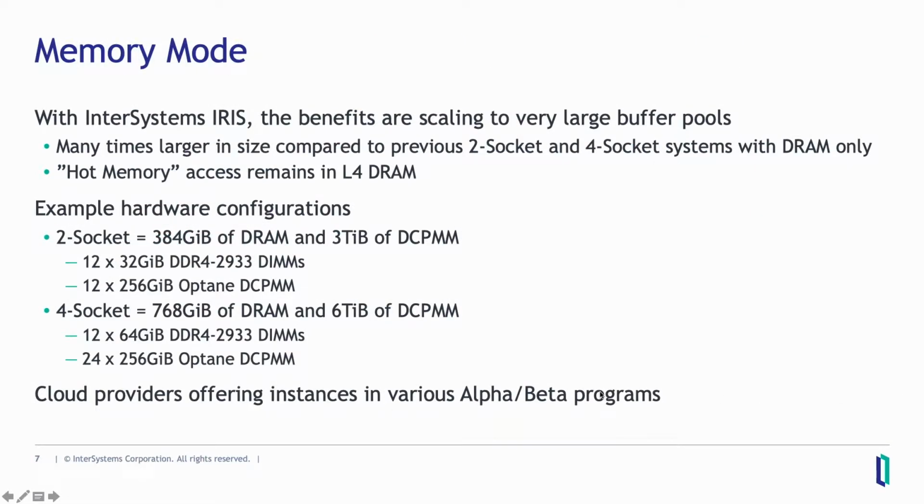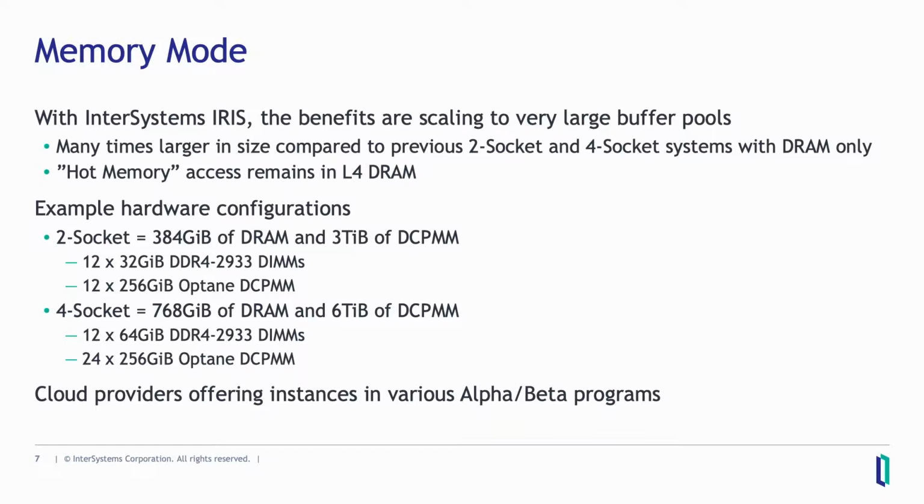I touched on this earlier, and diving a bit deeper into memory mode. The immediate benefits to IRIS are allowing massively sized buffer pools and giving your application in-memory performance, possibly for your entire database, where before you couldn't fit into memory based on how much memory you can put in a 2-socket server or a 4-socket server. Some examples just weren't possible in 2-socket or even 4-socket configurations.